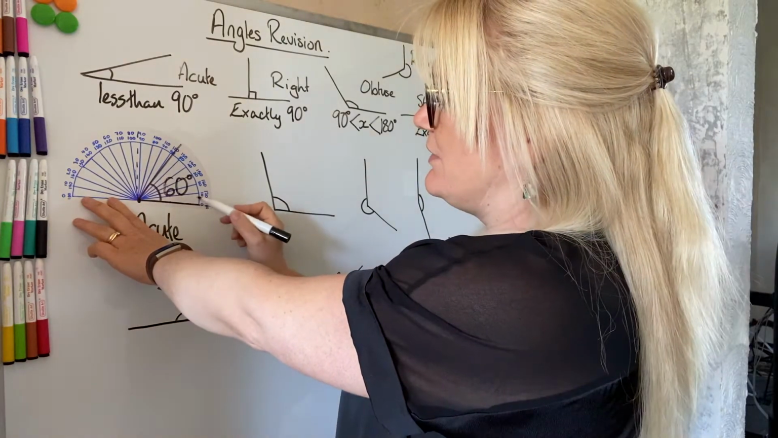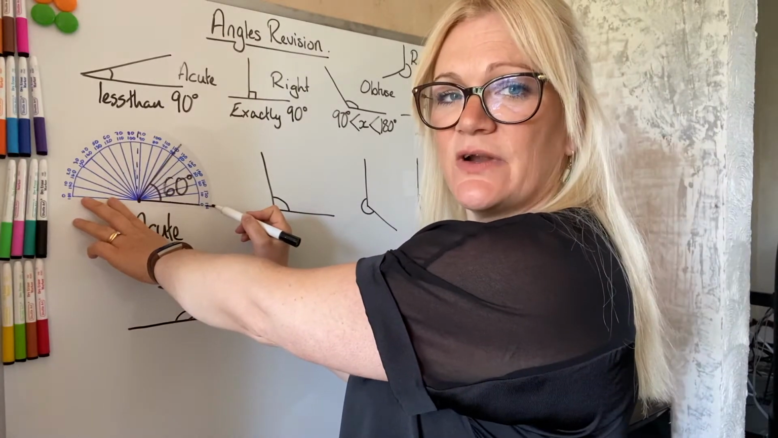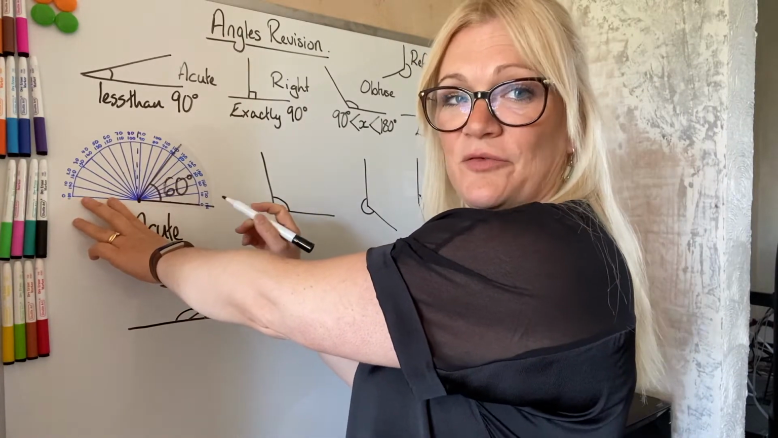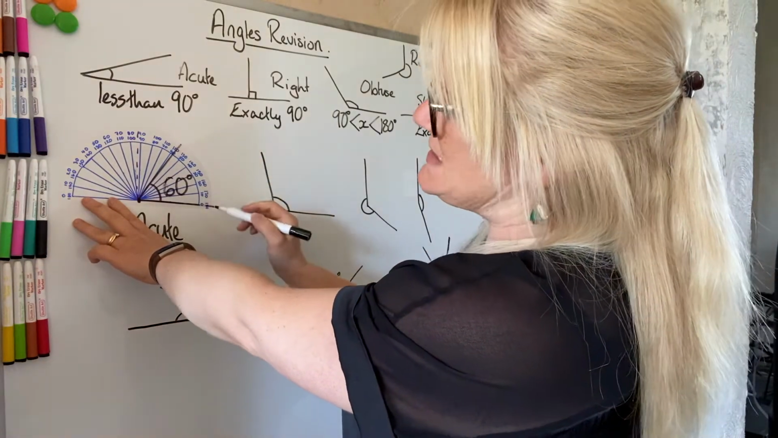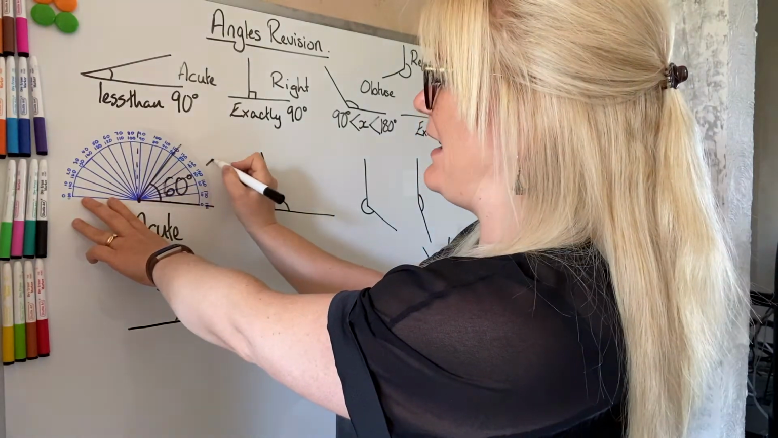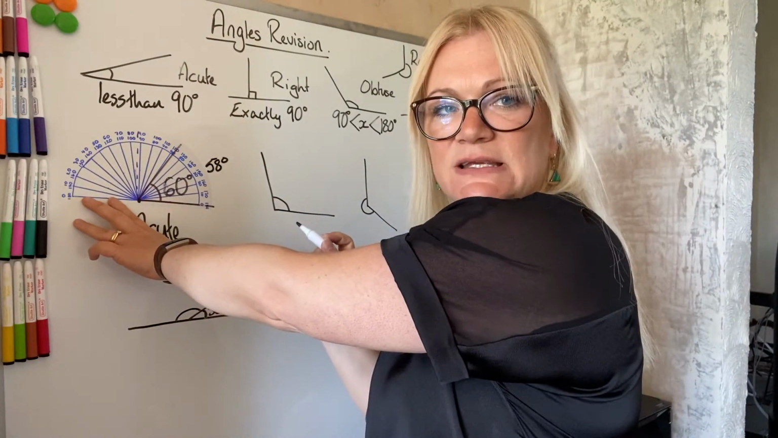So here, we've got the 0 as the inside numbers, and then the outside numbers are 180. You possibly can't see that from where you are, but I'm going to have to use my inside numbers, and that means that I can see that this angle is in fact about 58 degrees. It's slightly less than 60 degrees.